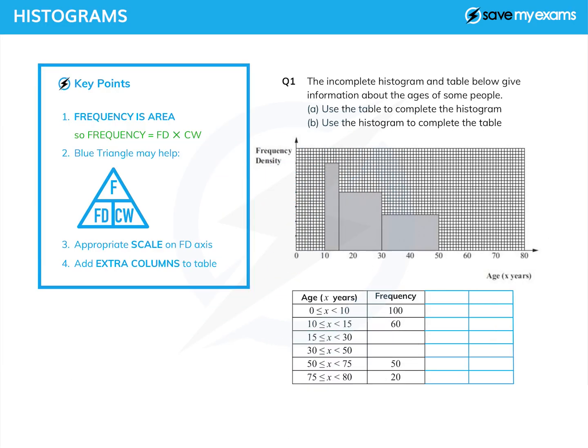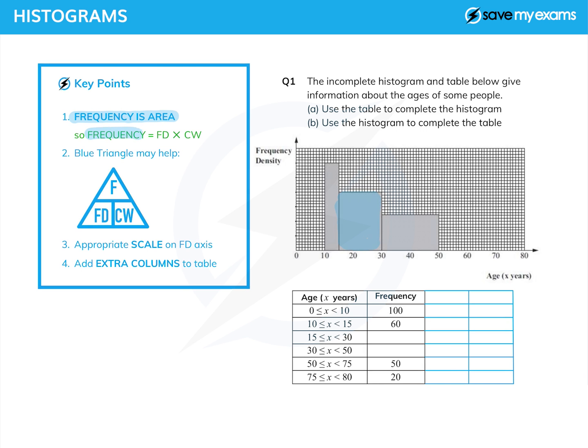In this tutorial, we are going to look at histograms. And there is one absolutely key point about histograms that will allow you to do all histogram questions. And that is that the frequency on a histogram is given by the area. Okay, so that means that for any particular block, let's look at the second one on my diagram there.